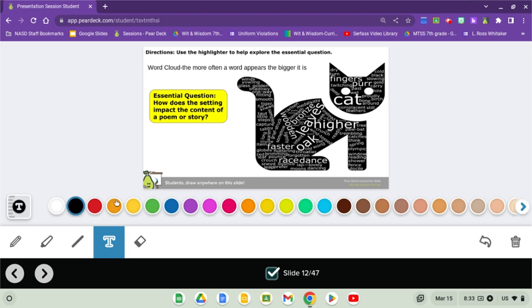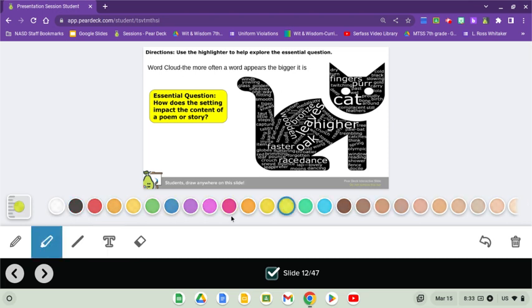So if you could switch on your yellow highlighter, I'd like you to highlight 4 giant words. What are some giant words that you see? Let's get 2 together. Number 1, there's a really obvious one: CAT. Right? But we also see some other big words here. I'd like you to find 4 of them, and I'd like you to do that now. Go ahead.